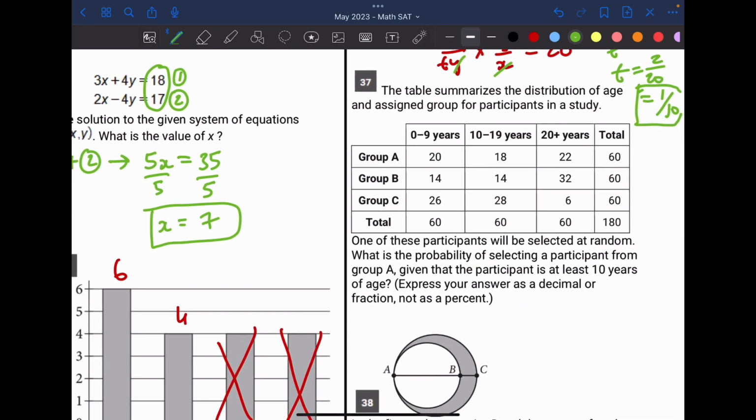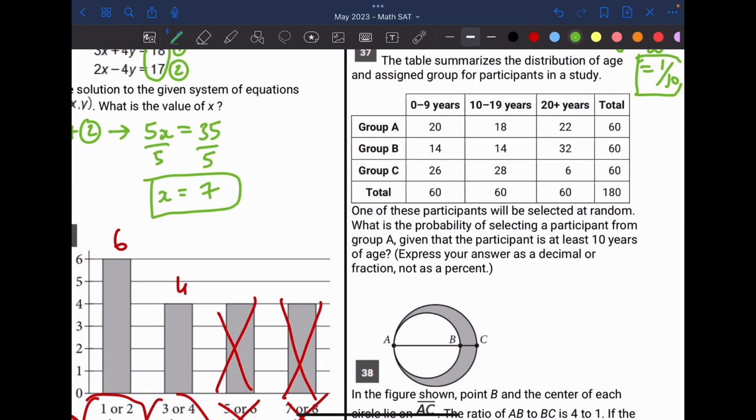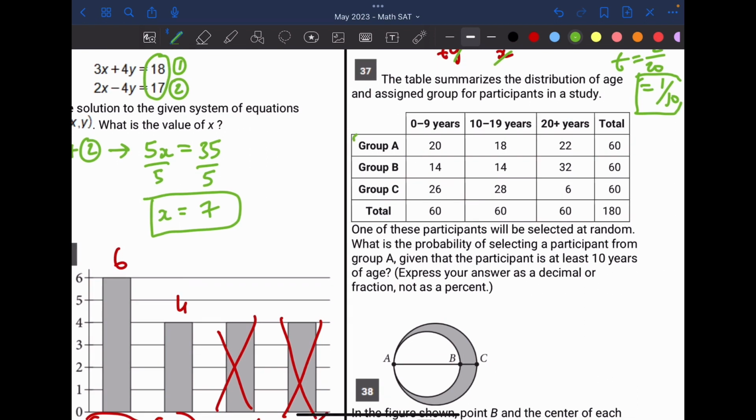Question 37. The table summarizes the distribution of an assigned group for participants in a study. And then one of these participants will be selected at random. What is the probability of selecting a participant from group A, given that the participant is at least 10 years old? Basically, given that is a very important keyword. It means that you're not even going to consider less than 10 years, because we know that we have only above 10 years of age students, so this is not part of our test.